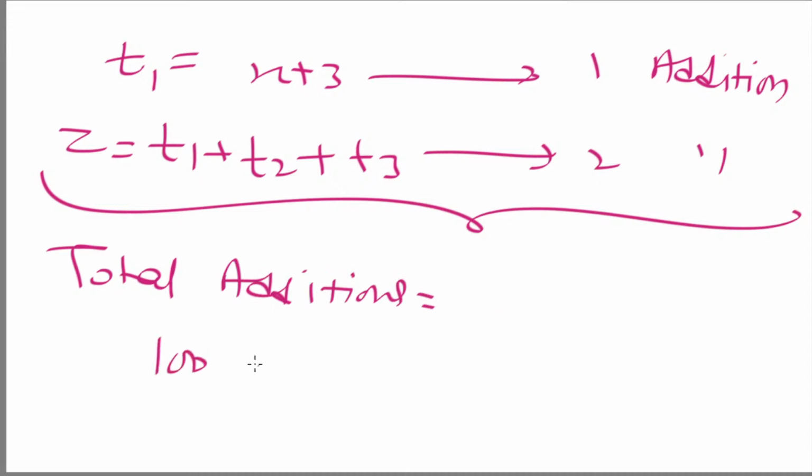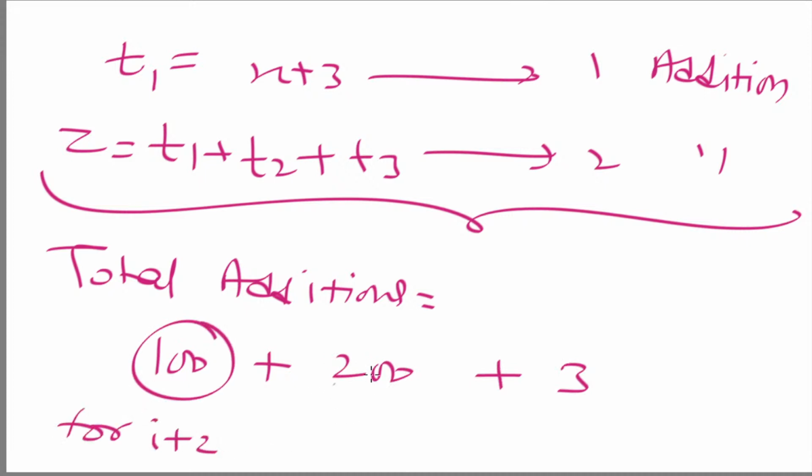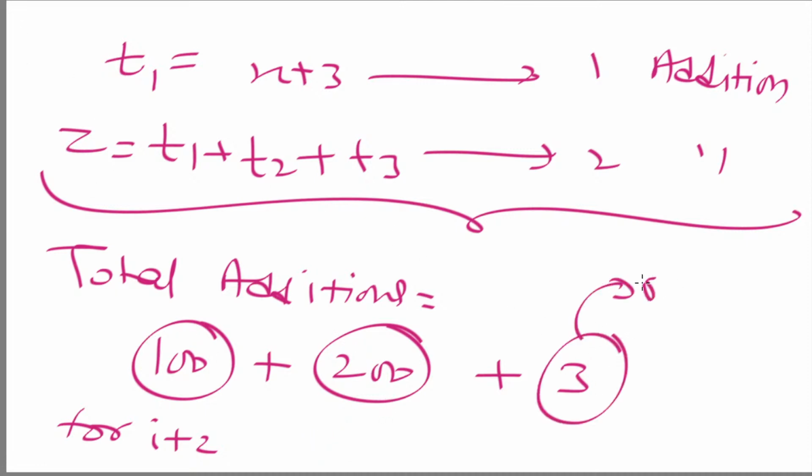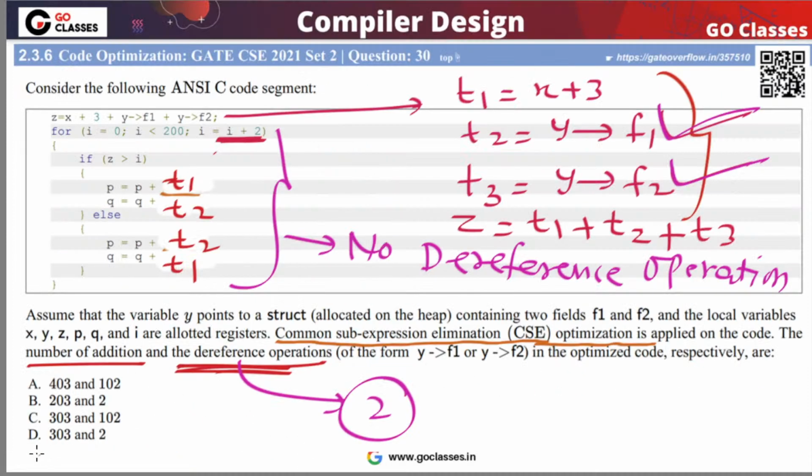Total additions, how many? 100 plus 200 plus 3. These are 100, 4 I plus 2. These are 4 additions inside the loop, inside the body. So I can say, as you already know, these are outside the loop, before the loop. So the answer is 2. So that is the answer: 303, 2. So the answer is option D.